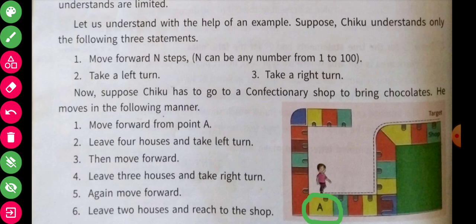First step, we have to move forward from point A. Our starting point is A, we have to start from here. Then next step, leave four houses and take a left turn. Then we have to leave four houses and take a left turn. Then move forward, leave three houses and take a right turn. Again move forward, leave two houses and reach the shop. So we follow all instructions and we reach our target shop to purchase chocolates.